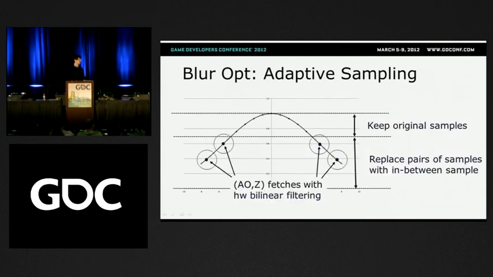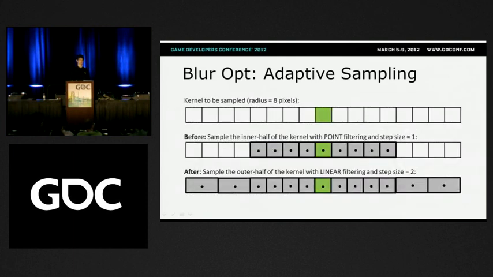And we did that by replacing pairs of samples in the outer part of the kernel and doing bilinear taps in between samples, which is an approximation, but turned out to work very well. Here's again another view of that. Before, we were doing point taps for each of the pixels in the kernel. And now we are doing point taps in the inner part of the kernel. But in the outer part, we do bilinear taps with a step size equal to 2.